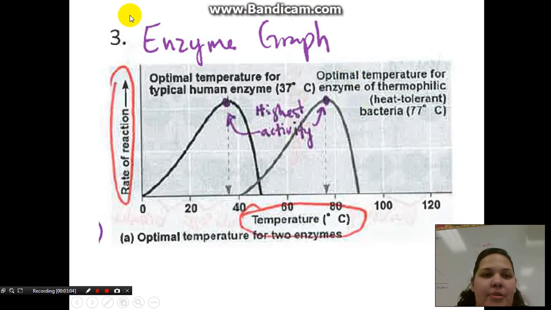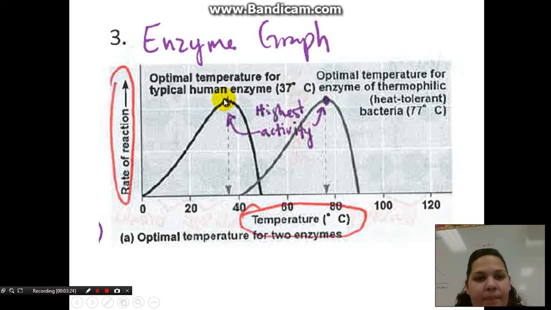Our third diagram you need to know is an enzyme graph. So we have temperature on our x-axis and rate of reaction on our y-axis. The higher that we are on the y-axis, the higher the rate of reaction that we have. So for example, at these 2 peaks, we have the highest activity.